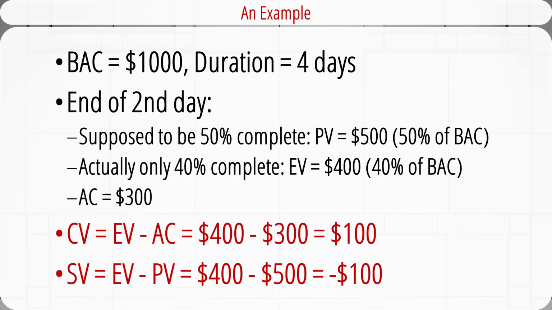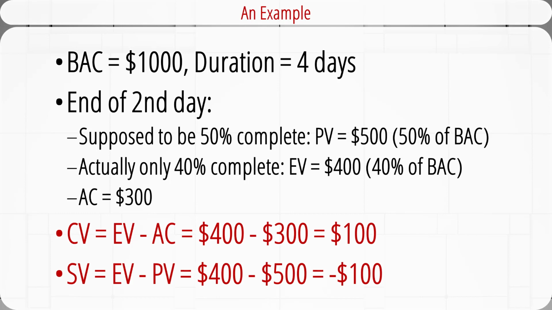After the project manager counted the number of completed work packages, he found that the project is actually 40% complete so far. So the earned value is $400, which is 40% of the budget at completion. The manager also found out that the actual cost, AC, incurred so far is only $300.